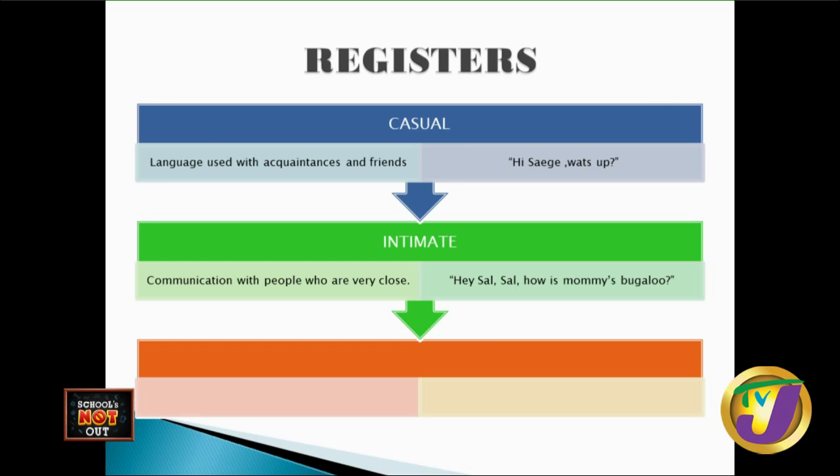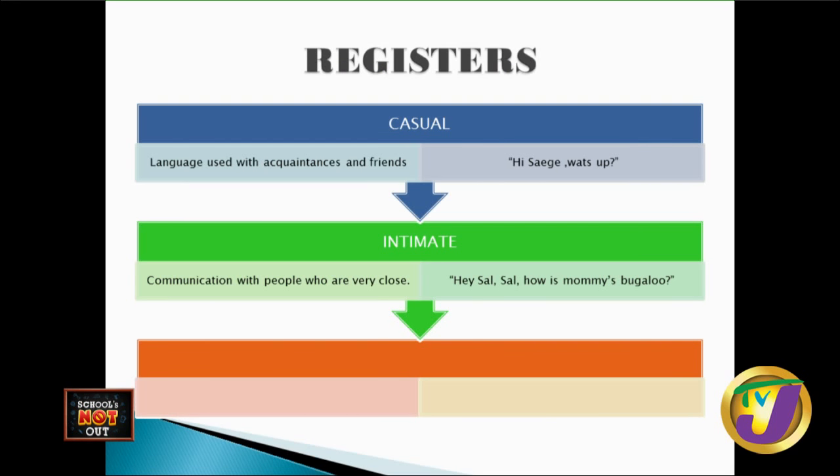You're familiar, there's ease. And the last one, intimate. This is communication with people who are very close. So we are thinking here of family members. All right, you're familiar with them. They have specific names that are unique to you.